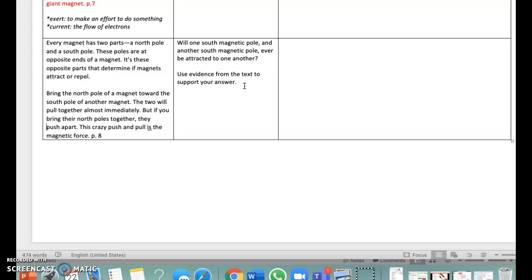They wouldn't be, because it says in the text that when you have two north poles together, they'll push apart. So two south poles would have the same reaction because they're the same. Opposites attract. Do you remember that from the text? Opposite poles attract. North is attracted to south. South and south, never together. North and north, never together. So now that we have our evidence, let's go ahead and write it down.